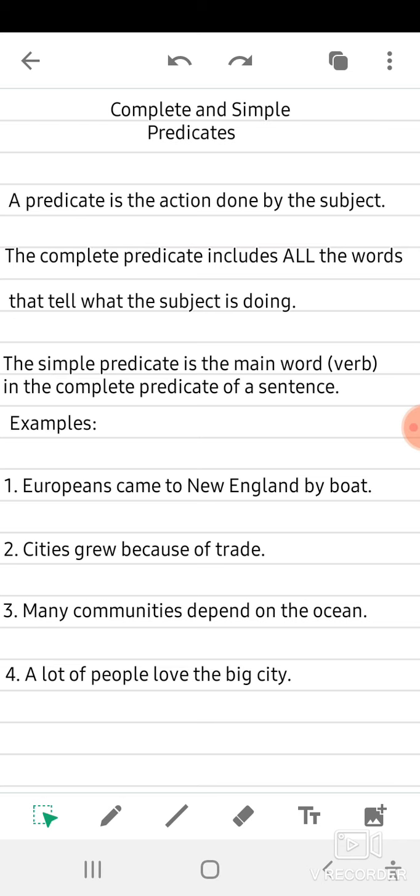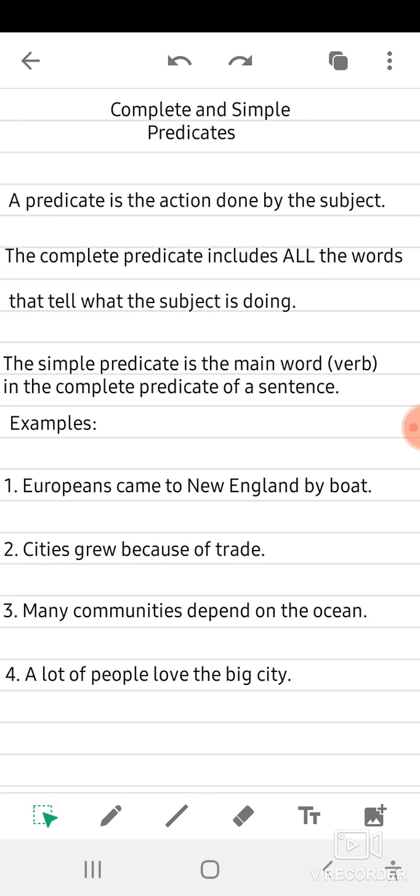A predicate is the action done by the subject, as I was explaining before. The complete predicate includes all the words that tell what the subject is doing, okay? And the simple predicate is a main word or verb in the complete predicate of a sentence. So, the complete predicate is all the words that are after the action or after the verb in a sentence. And the simple predicate will be the main verb in a sentence, okay? I included 4 examples here for you. Let's do it. All right.